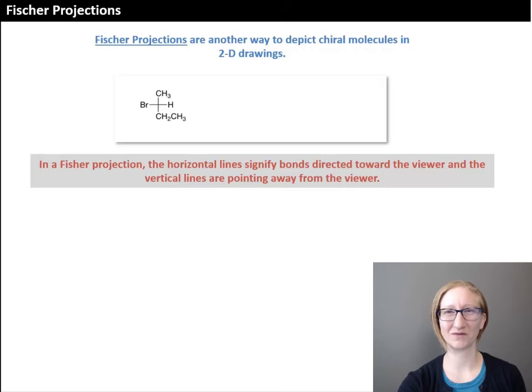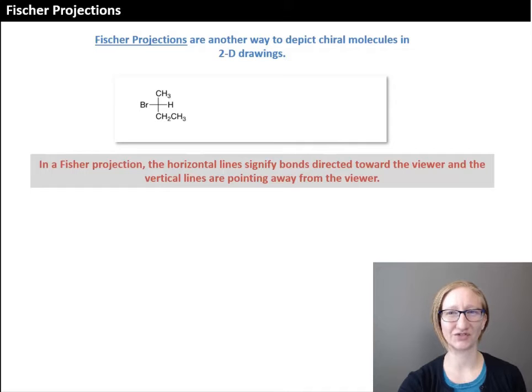In this video, we'll learn one more way to depict stereochemistry in 2 dimensions. So far, we've really been indicating stereochemistry, or R and S configurations, with our wedged dashed drawings. But there is another formalism that we can use that flattens out these structures to depict them in 2 dimensions, and that's a Fischer projection.